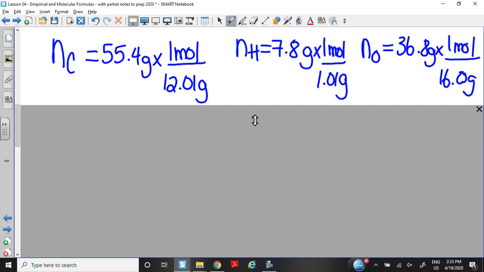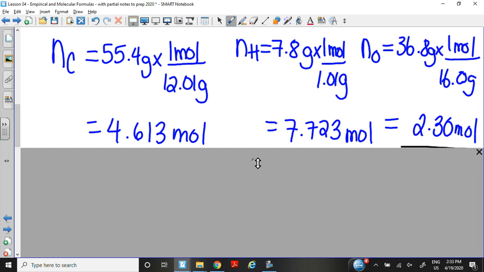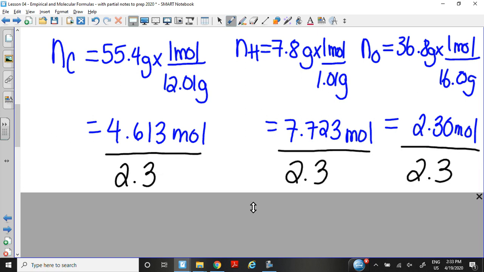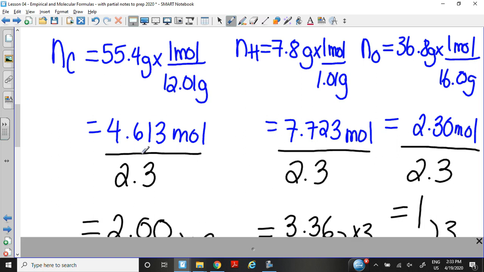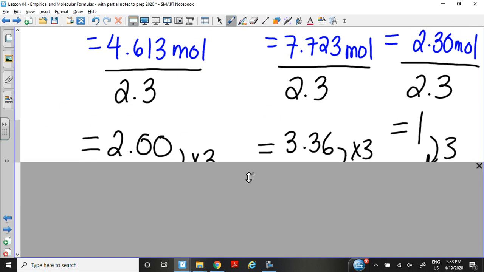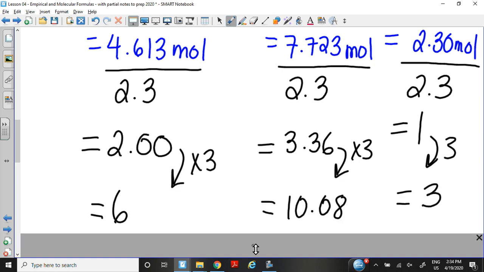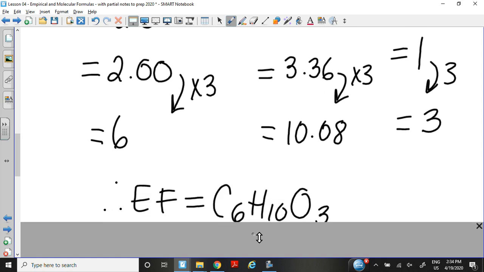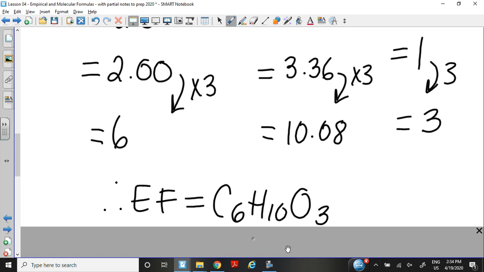So when you do that, you should notice it's not really helping you out much more. Here we go. This is our smallest number here of moles. So we're going to divide everything by that 2.3. And when you do that, you should notice the numbers are not nice and even. So we have to do that other trick from before. Multiply the numbers again to try and get as close as possible to the whole numbers. But after you do that, you should find if you multiply 3.36 by 3, it's pretty close to 10. 10.08 is pretty close. And then you should find that you have an empirical formula of C6H10O3. So that's the first part of the question.